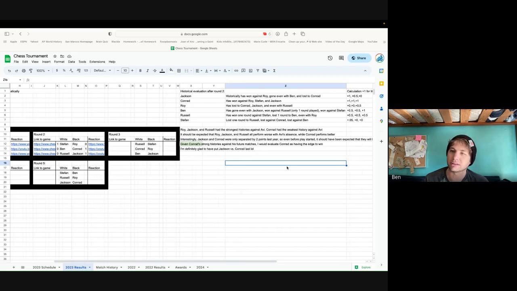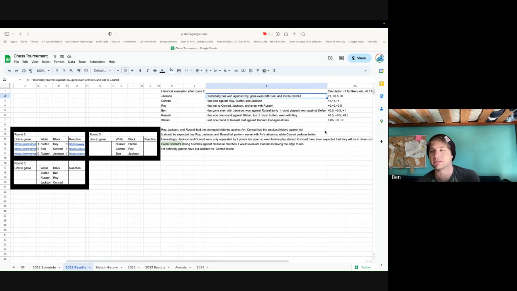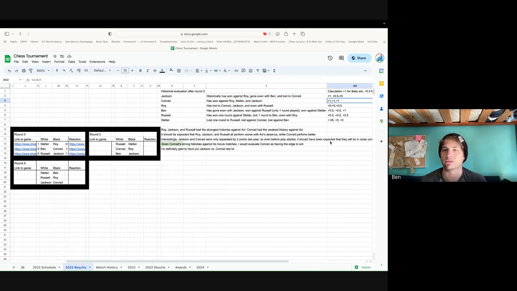So then this is how I calculated that. For example, with Jackson, it says won against Roy, gone even with me, and lost to Conrad. So we counted that as +1, +0.5, and +0. This is just saying if we assume the same thing that happened last year happens again this year, this is what we're expecting to see. So for example, Conrad had a strong record against all three of the people he's up against next. So he went +1, +1, +1. And then we get this idea of going even by counting only one round. So I only won one round against my dad, so we're going to count that as 0.5.